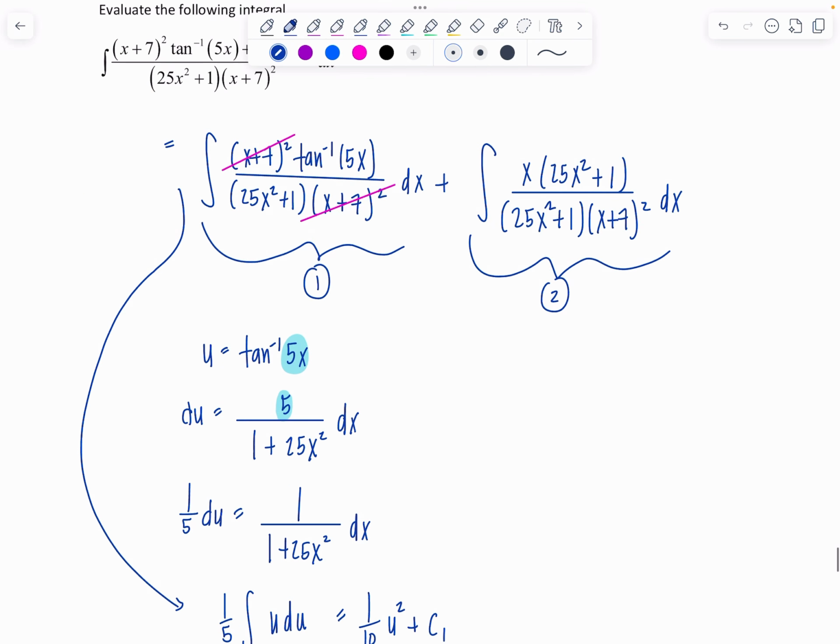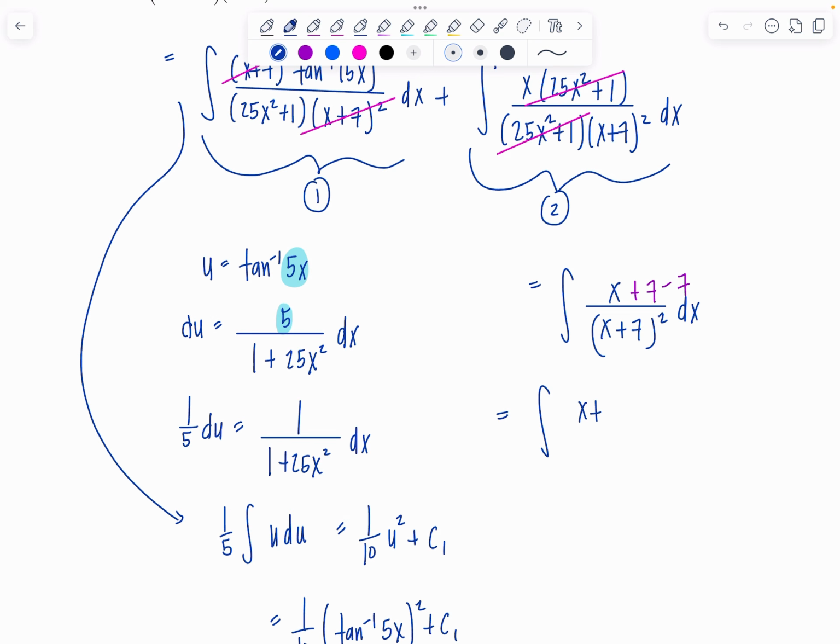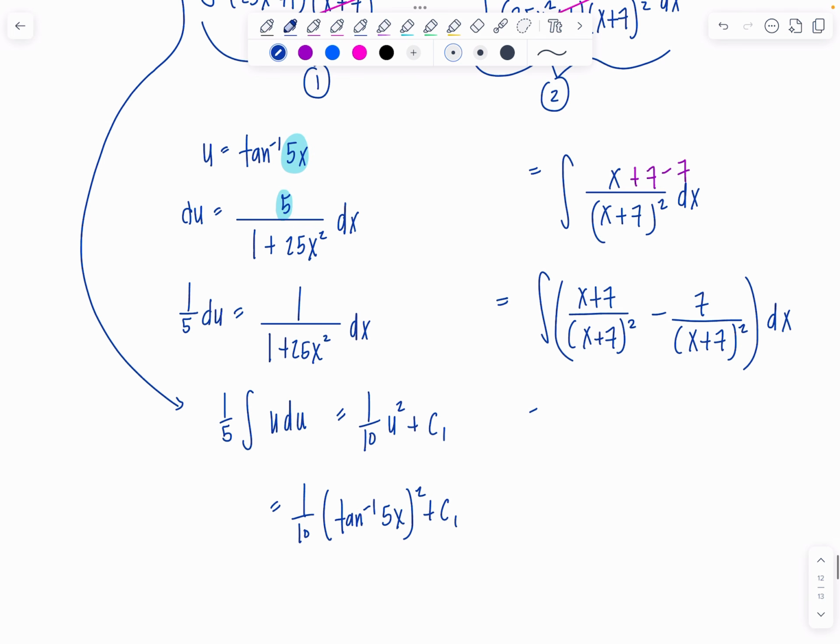Then integral number 2, this just cancels. And then you could do the little shortcut if you don't want to do partial fractions, because you have x over x plus 7 squared, right? I'm always looking for the quickest way to do something. Add 7 minus 7. Then look what happens. You have x plus 7 over x plus 7 squared minus 7 over x plus 7 squared dx. Boom. So this is integral 1 over x plus 7 minus 7 over x plus 7 squared. And then now you should be good to go, right?